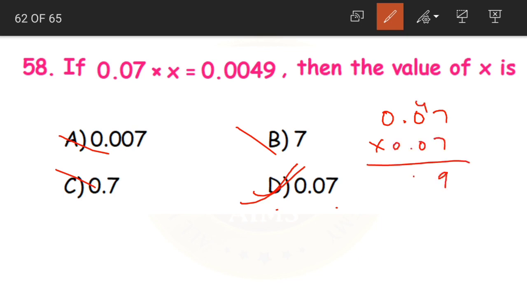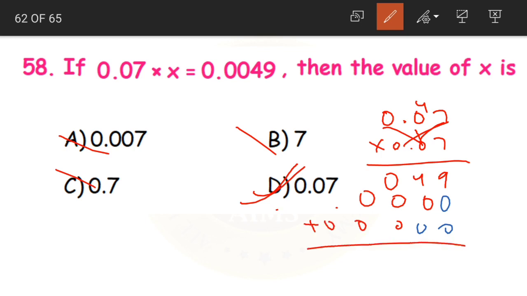9, then 4, 0. Then for the first, I am placing zeros first. Yes, 0 sevens are 0, 0 zeros are 0, again 0, then again 0, 0, 0. When I add all these together, what will I have, children? This is my product.